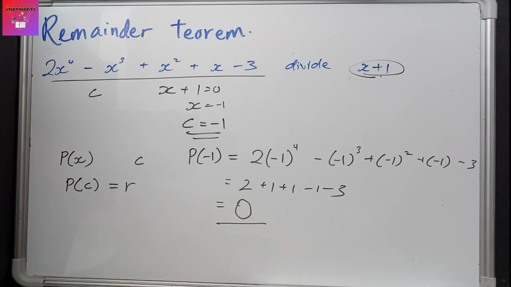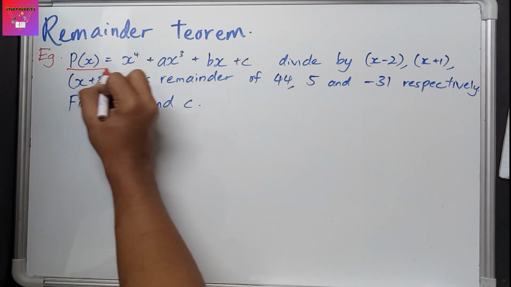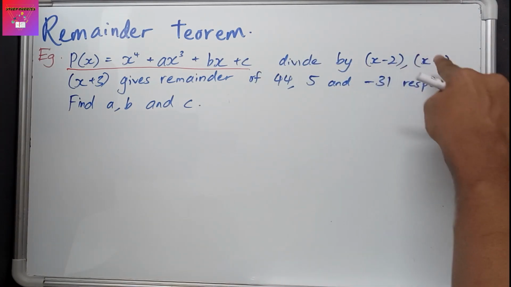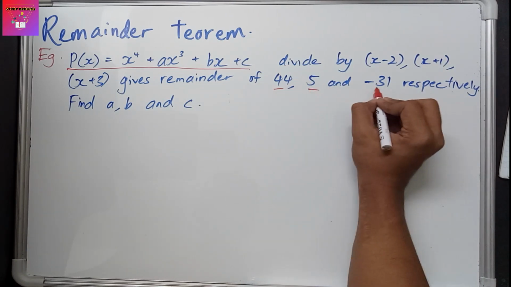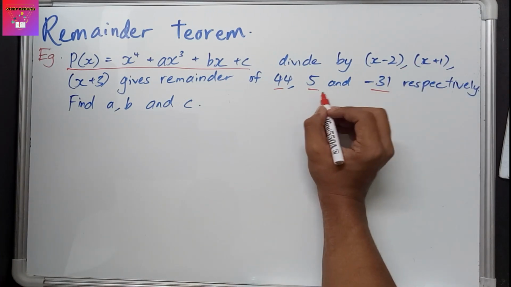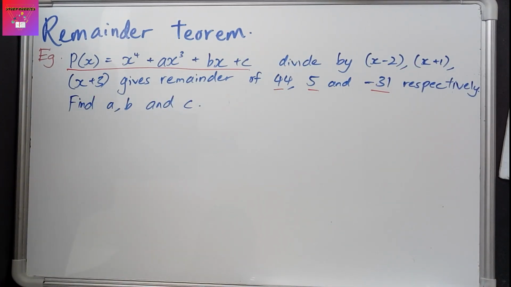So now let's look at something much more challenging. Let's look at this complex example. P(x) equals x to the power of 4 plus ax cubed plus bx plus c. When this is divided by x minus 2, x plus 1 and x plus 3, you're going to get remainders 44, 5 and negative 31. So if you divide by x minus 2, you get 44, x plus 1 gives 5, x plus 3 gives negative 31. Now you have to find the values of a, b and c, which is kind of challenging.